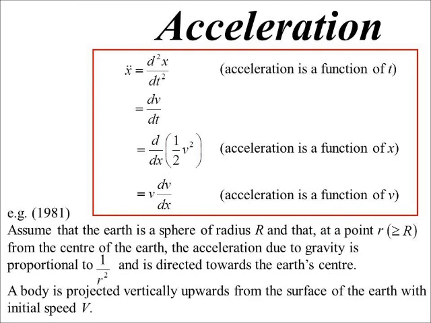We're going to assume the Earth is a sphere of radius capital R, and then at a point little r, which is bigger than capital R, otherwise we'd be inside the Earth, from the centre of the Earth, the acceleration due to gravity is not g, but it's proportional to 1 over r squared and is directed towards the Earth's centre. A body is projected vertically upwards from the surface of the Earth with an initial speed of capital V.